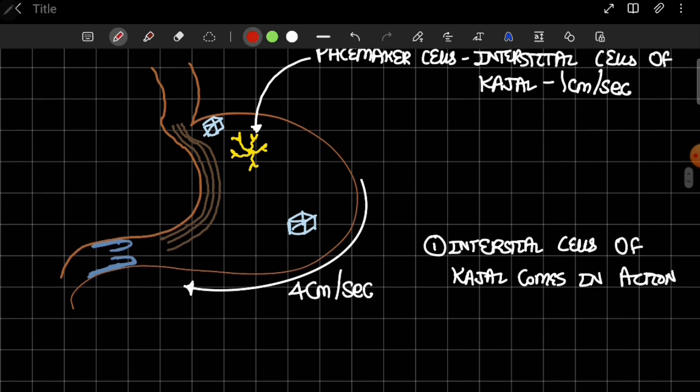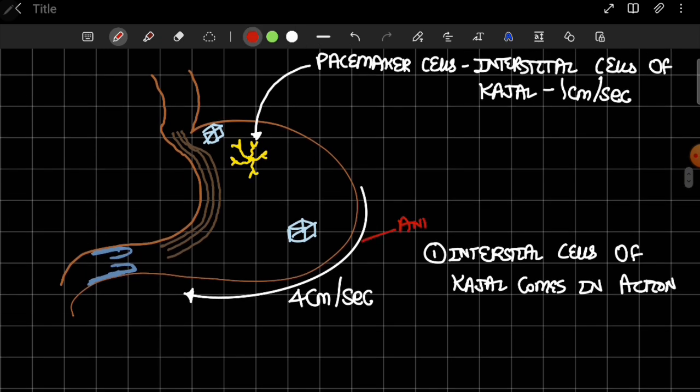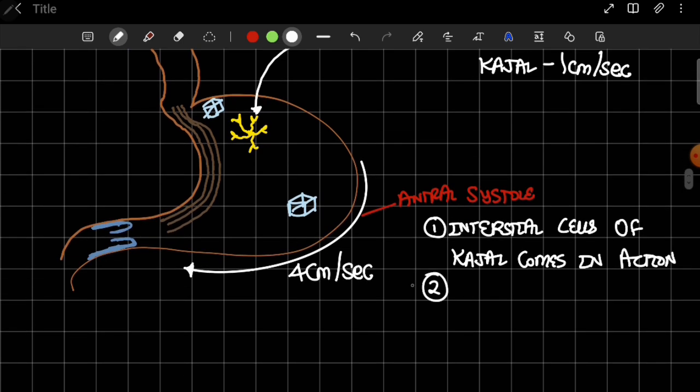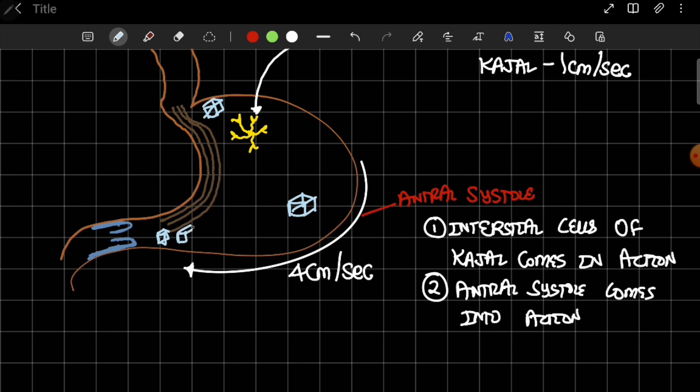And this phenomenon is known as antral systole. Yes, this is known as antral systole. Then the second part, the antral systole, comes into action. Now further our paneer will reach the pyloric region. Suppose small cubes of paneer are made. For example, they are not divided equally, but I am making it for better understanding. So this small cube of paneer will come to the pylorus region.